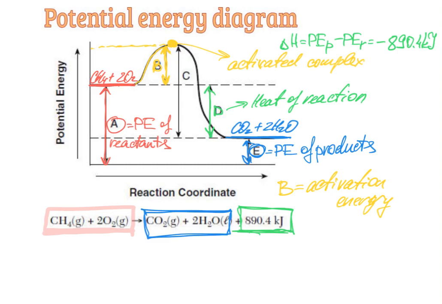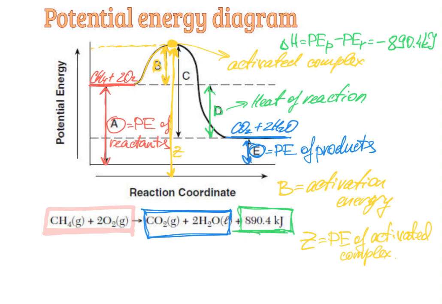And here, this long yellow line that I'm creating right now, let's give it a letter. Let's say that it's letter Z. Okay, this little Z represents the potential energy of the activated complex, that temporary structure that exists for a very short period of time before it proceeds to completion of the reaction.